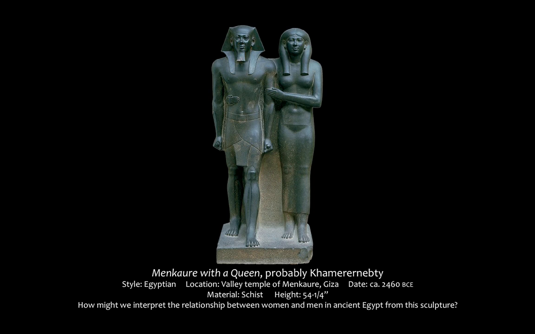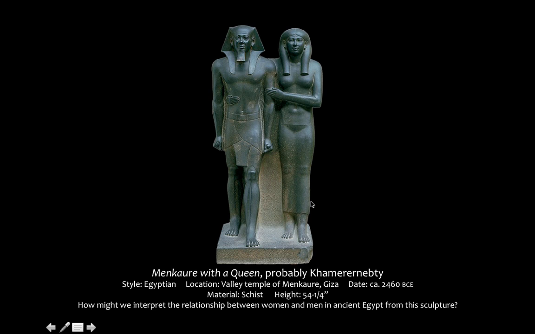Here we have Menkaure. So Menkaure is one of the kings that has the pyramids at Giza. And this is him with one of his queens. This was found at the Valley Temple of Menkaure. So not in the pyramid itself, but in a temple that was located near the burial structure. This is made out of schist, which is a really durable material, which is why it still exists today.